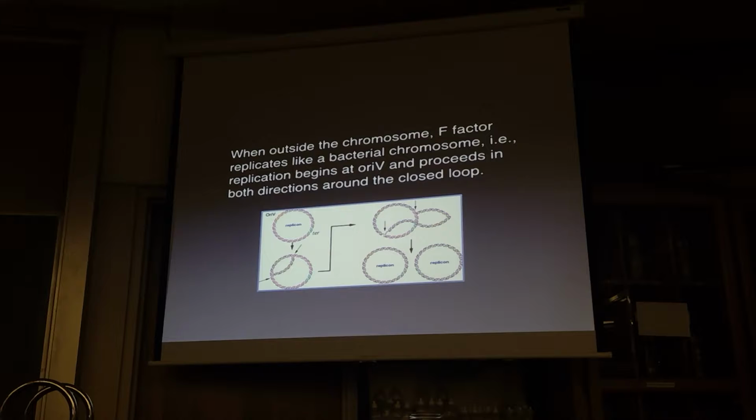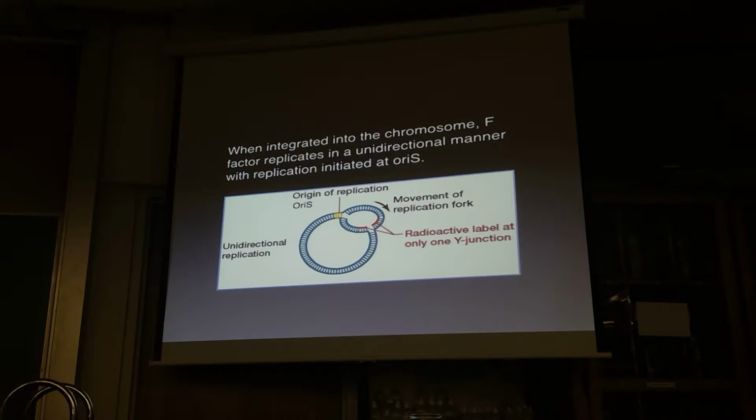So when F factor is outside the chromosome, it replicates like other plasmids. Replication starts at the origin, goes in both directions. If it gets into the chromosome of the host cell, then the second origin of replication takes over, and the plasmid starts replicating in the middle, replicates through the plasmid, and then onto the chromosome, and has to go all the way around the chromosome, and then get the second half of the plasmid. It's difficult to illustrate this, but anyway, it just has a different replication method.